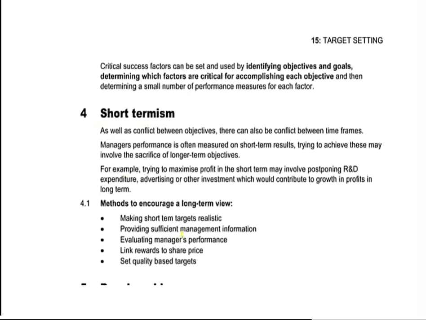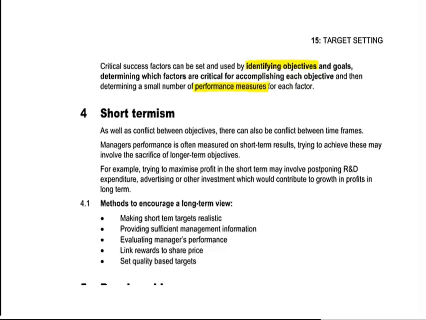So once we know what our critical success factors are, we can help use them to identify key objectives and goals for the organisation, and then that can feed down into performance measures. So if customer satisfaction is going to be important, we could link bonuses and rewards to feedback from customers in the service industry.